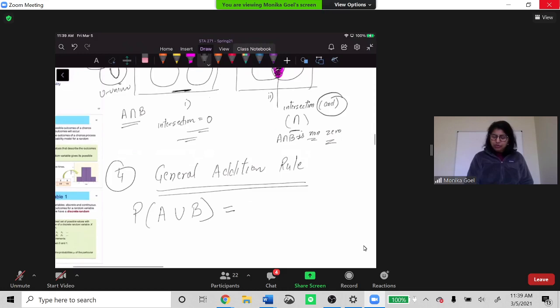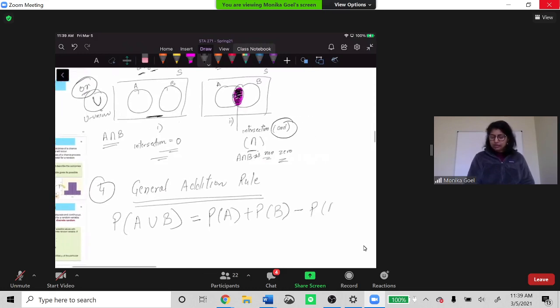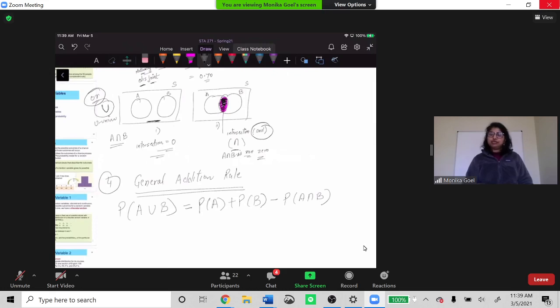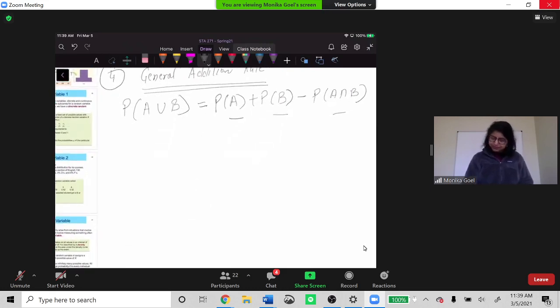A union B is the probability of A plus the probability of B minus their intersection. I'll explain where this part is coming from. You don't have to memorize it, but this is the general addition rule. The probability of A union B is the sum of the individual probabilities of each event, taking out their common part. Why do that? Let's talk about this.